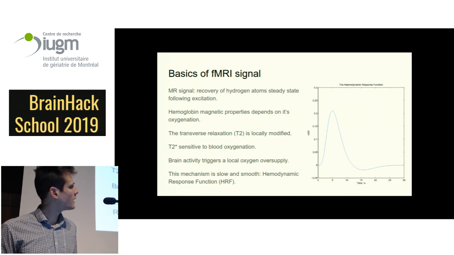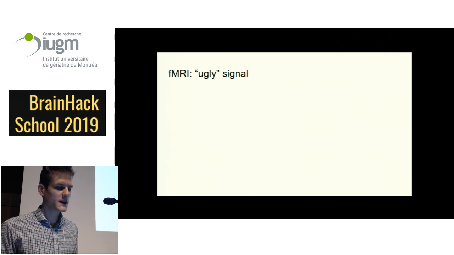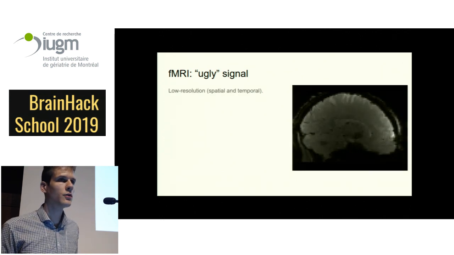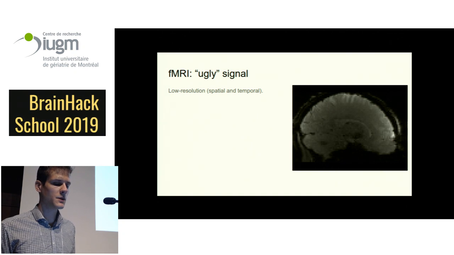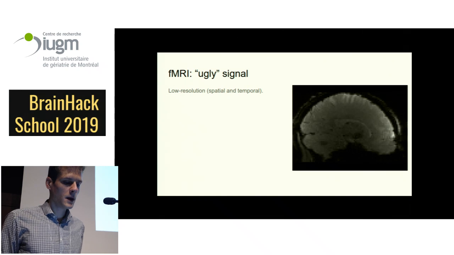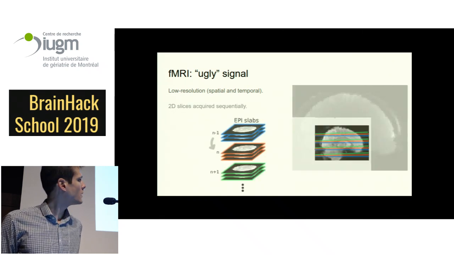So now we have a way to measure activity in the brain, but in fact, it's not that clean. The fMRI signal is quite ugly. It's acquired at a lower resolution than we can have with an anatomical image, because we want to acquire fast and to measure continuously, to have multiple time points. So we acquire one volume after the other, and there is a delay between each volume, which is called the time of repetition, or TR, and the slices of a volume are acquired separately.